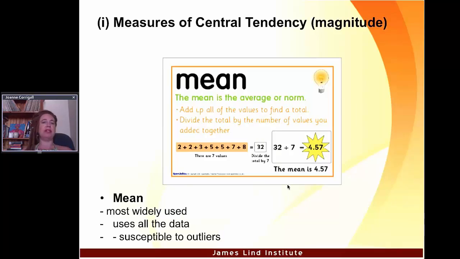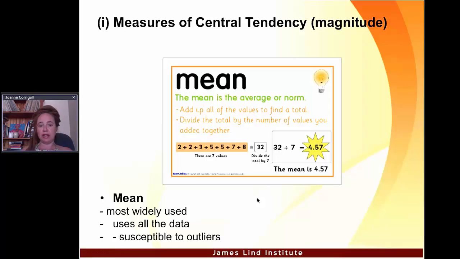One of the commonest ones that you'll have heard about many times, I'm sure, is the mean, which is also called the average. In the picture I've put here, this is quite a simple measure of central tendency, where you just add up all of the values and then divide by the total number of values. We can see here that you've got 1, 2, 3, 4, 5, 6, 7 values. They all add up to 32, so we divide that by 7, and that gives us a mean value of 4.57.